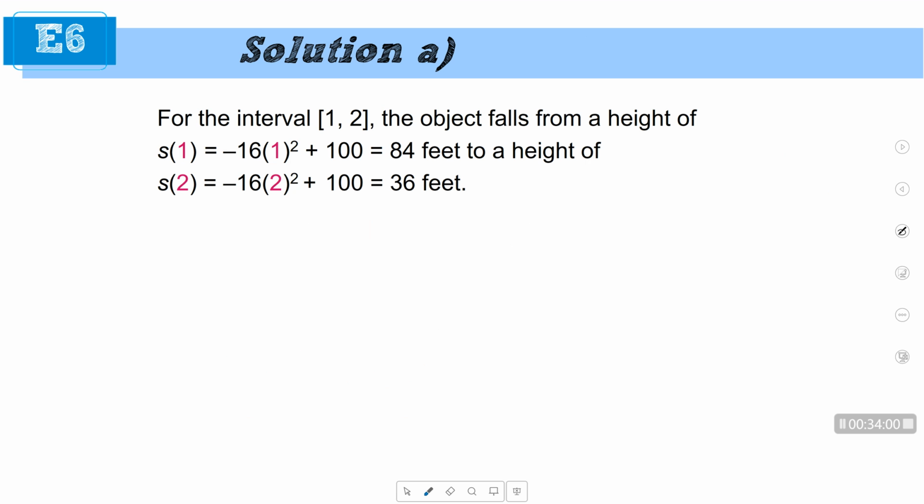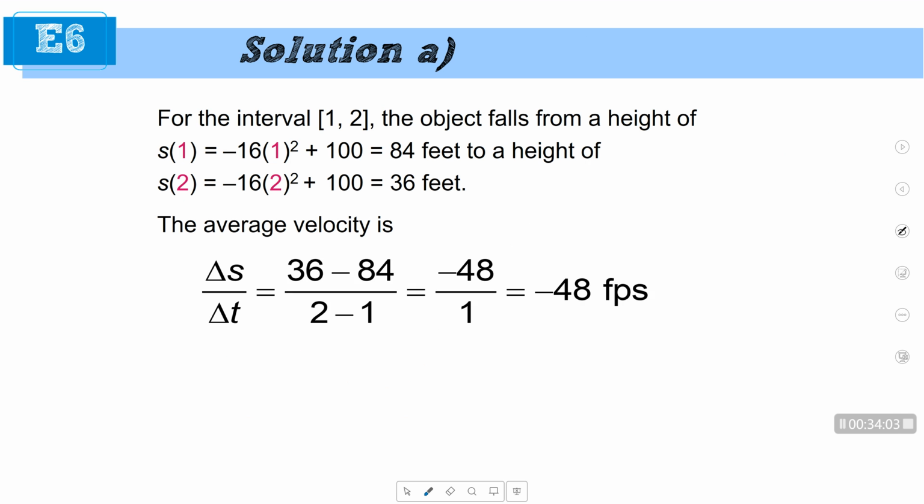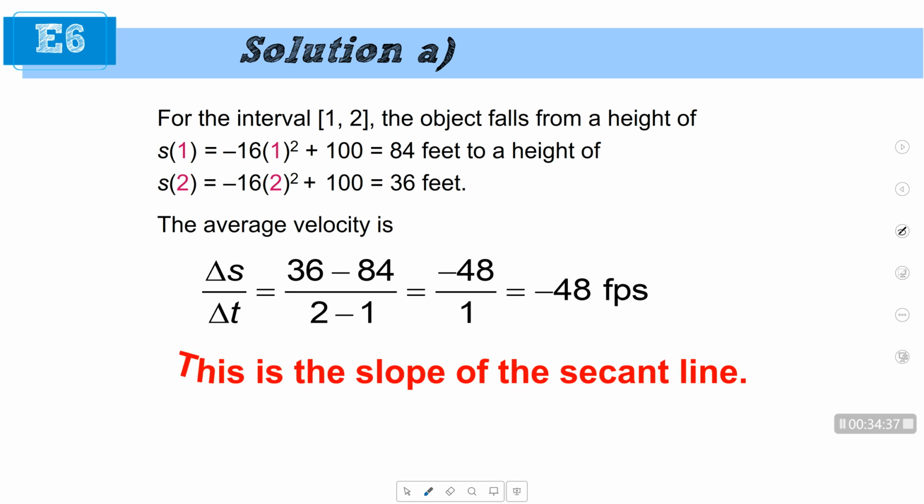Okay, so plug and chug, we got the 84, we got the 36, you calculate the slope, and we get -42 FPS, feet per second. Why is the answer negative? Say again? The slope is negative? Yes, mathematically speaking, the slope is negative. From a physics standpoint, why is the answer negative? It's going down, correct.